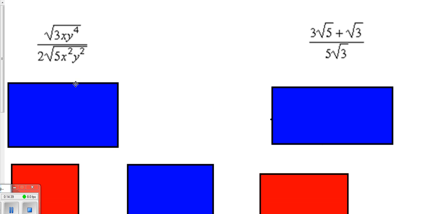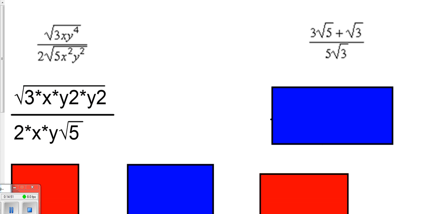We've got 2 more examples then. We've got square root of 3x to the 4th all over 2 times the square root of 5x squared y squared. Now this one we're going to break down and do some of these pieces kind of quickly. X squared and y squared are already in squared forms, so when we do the square root of them, they just come right out. So 2 times x times y, and it leaves the square root of 5.